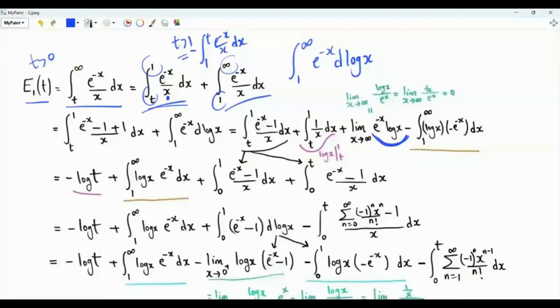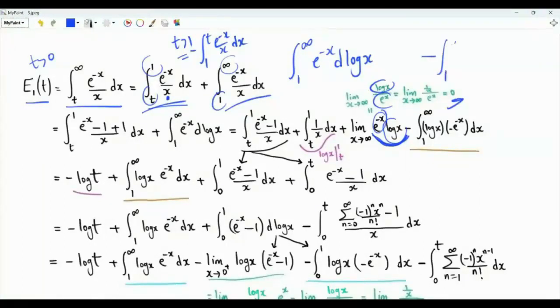If x is equal to 1, log 1 is equal to 0. When x tends to infinity, e to the minus x tends to 0, and log x tends to infinity. The limit is 0 as the denominator grows exponentially while the numerator grows logarithmically.